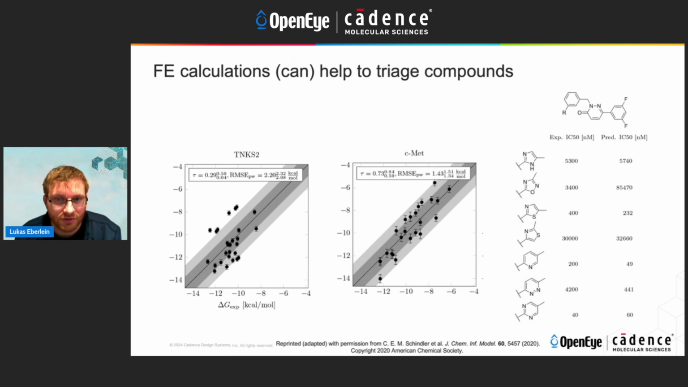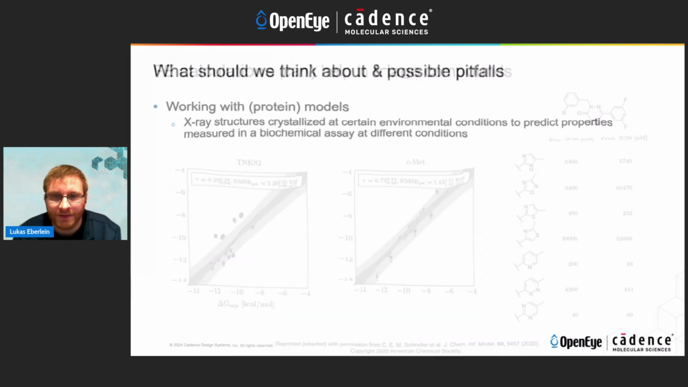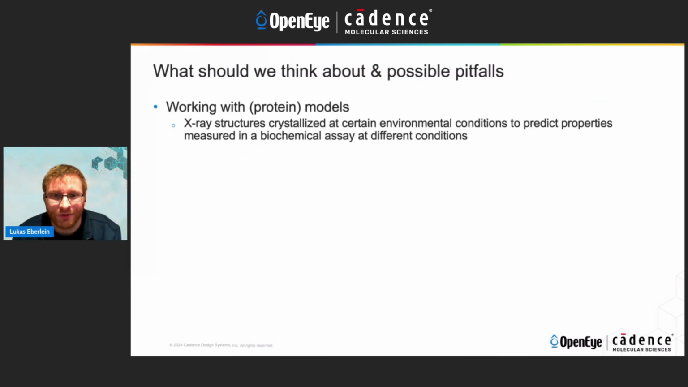While we have a good correlation and lower errors for this target, retrospective analysis shows that the free energy calculation correctly identifies the R groups of this molecule that lead to the most potent inhibitors. MD is great, but as for all methods, we should treat our results carefully and think about possible pitfalls.